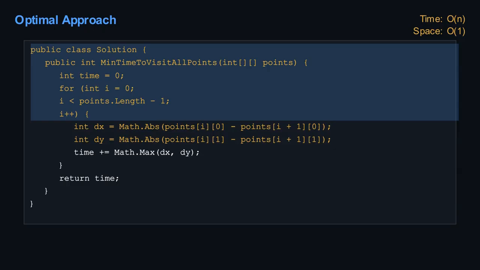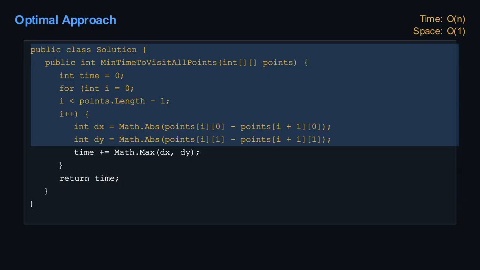Our algorithm iterates through the points, calculating this Chebyshev distance between each adjacent pair and summing them up. We compute the absolute difference in x, then the absolute difference in y, and take the maximum of these two values to add to our total time. Let's trace this with our example. Points at (1, 1), (3, 4), and (-1, 0). We initialize total time to 0.